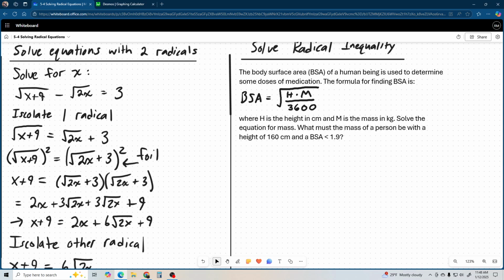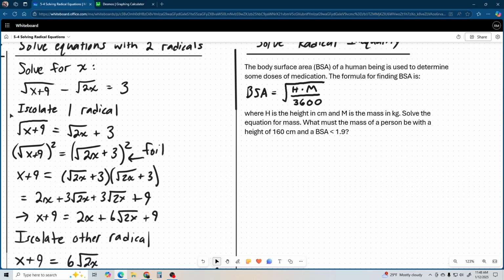So let's say we have the square root of x plus 9 minus the square root of 2x equals 3. All right, first we're going to isolate one of the radicals. So I'm going to add the square root of 2x to both sides, which will just put this over here. So we'll have the square root of x plus 9 equals the square root of 2x plus 3. Now, if we were just trying to find x over here, we would square both sides. So that's what we're going to do.